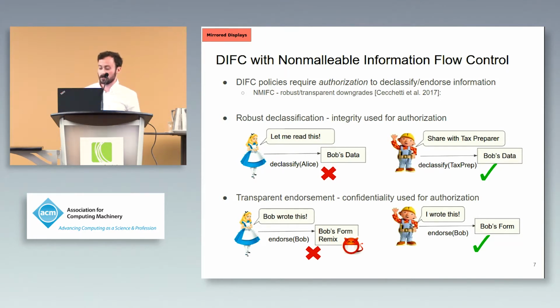For transparent endorsements, confidentiality is used for authorization. So parties are required to be able to at least read the information that they're attempting to endorse. So Bob can endorse his own data, but Alice is prevented from tampering with Bob's data and then claiming that Bob wrote it.